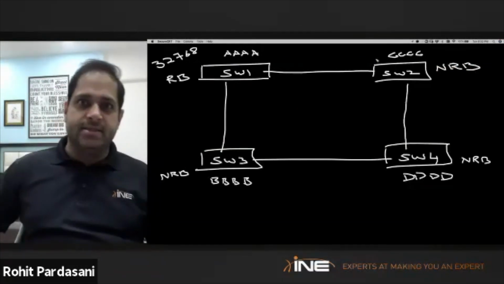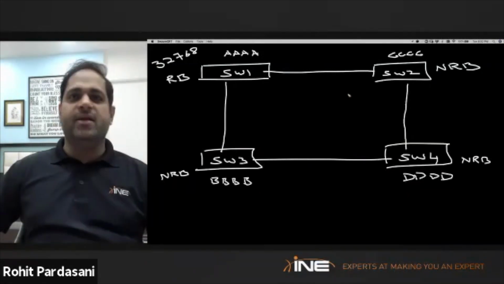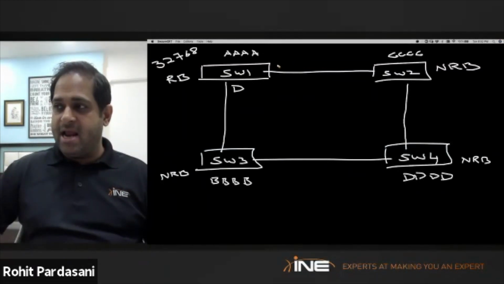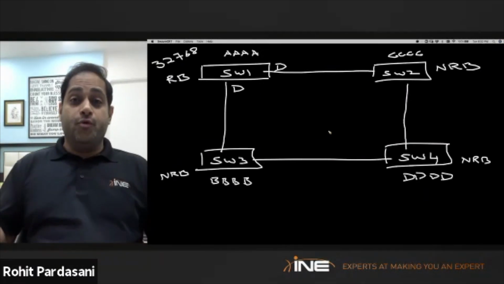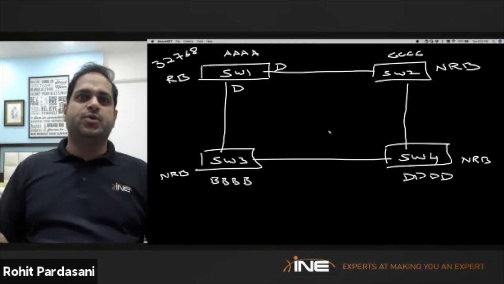Now, port states. What's the first rule? All ports of the root bridge are in forwarding state as designated. So this goes into designated. The second thing that we need is a root port for every non-root bridge. So let's start with switch 2.